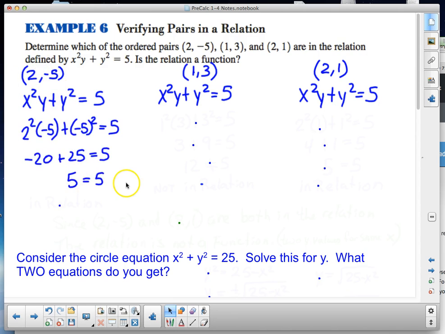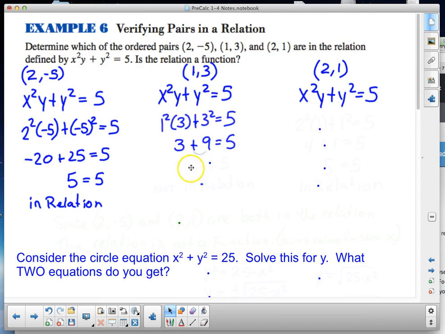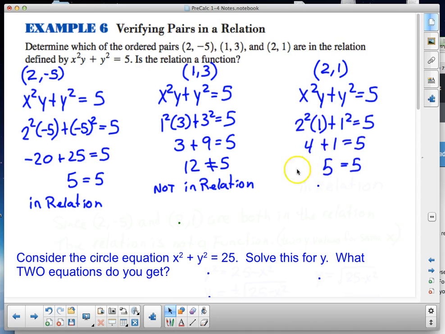Okay, now 5 is equal to 5. Okay, it's in the relation. Now here I put in 1, 3, and I determine that it's not in the relation. Here if I put 2, 1 in, I find out that it's in the relation. Now be careful: (2, 1), (2, negative 5).